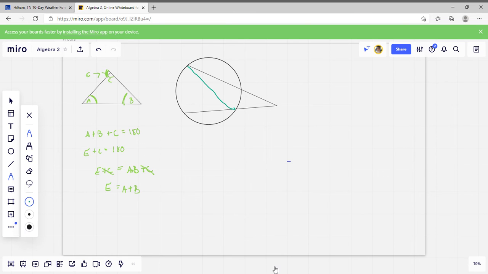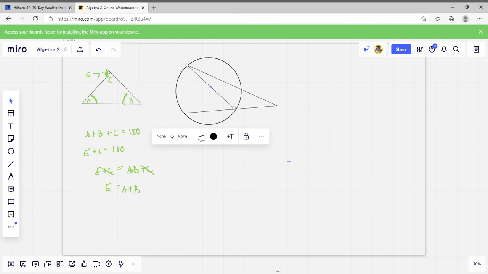That's a terrible line. Let me see if I can make that better. Here we go. Okay, so we draw a line right there, and we get a triangle. All right, so now we know that we're going to name some of these angles inside of here. So we're going to name this one angle 1, this one angle 2, and that one is angle 3.